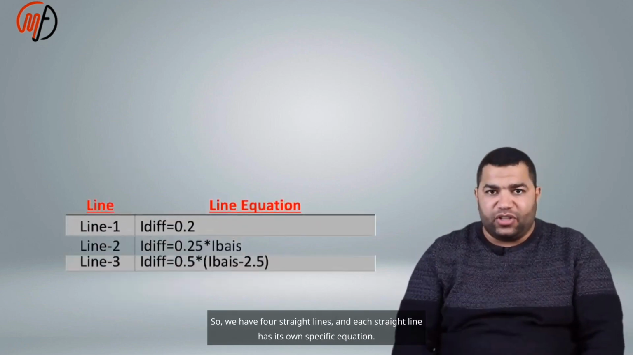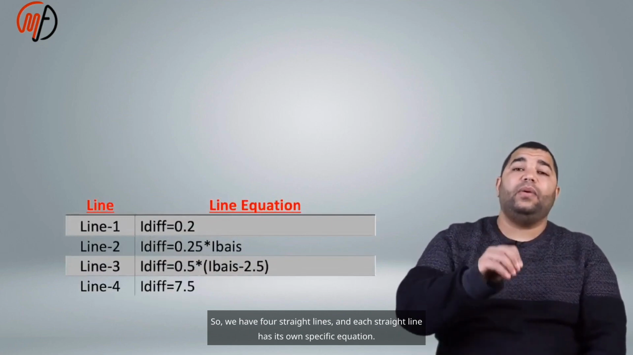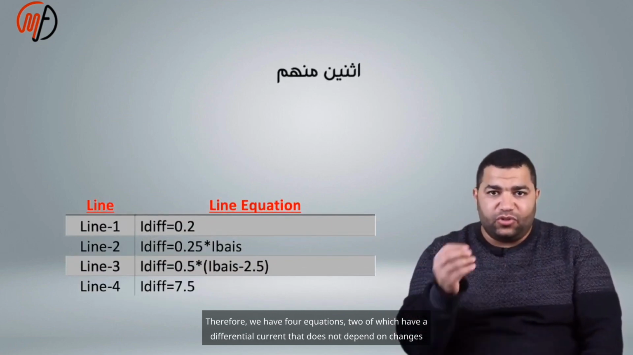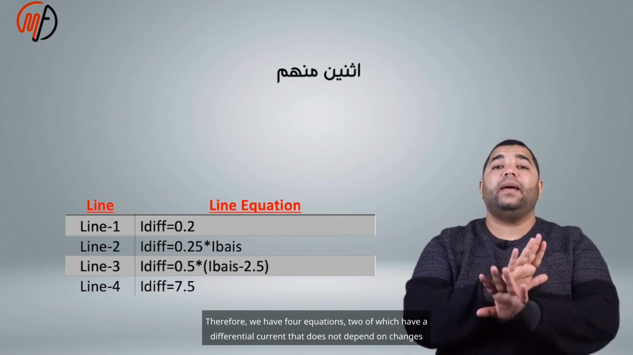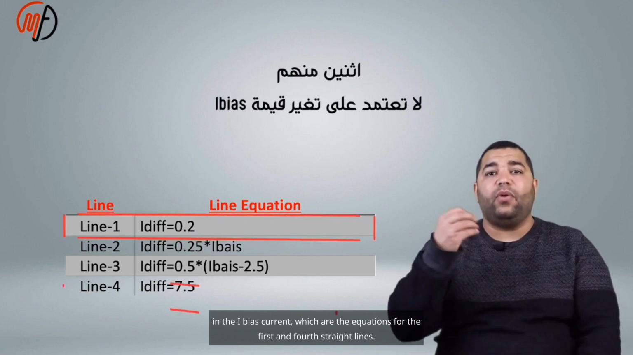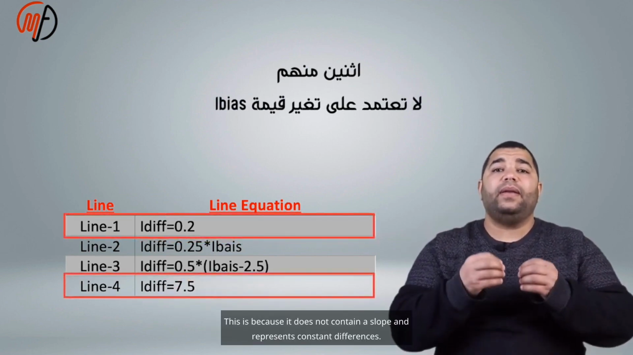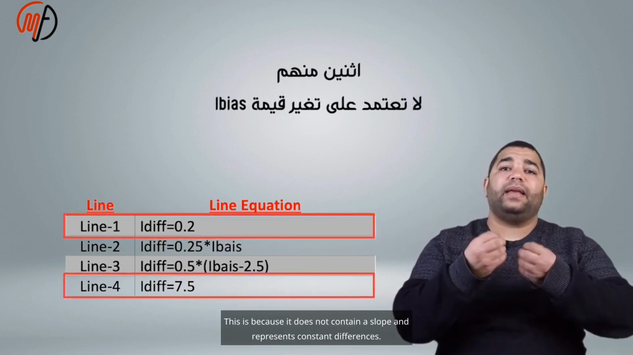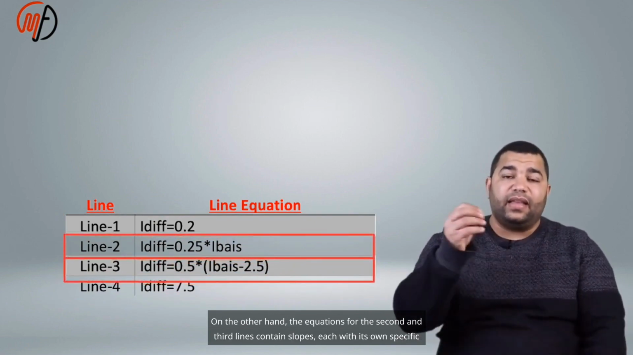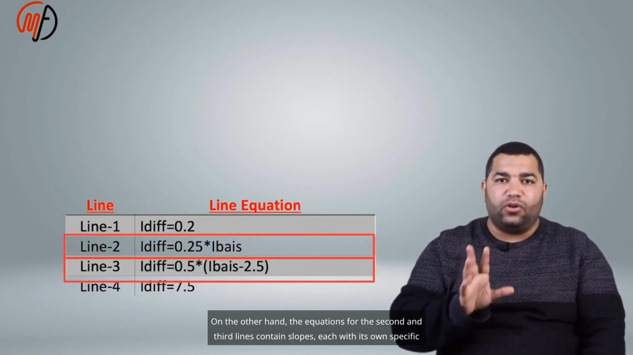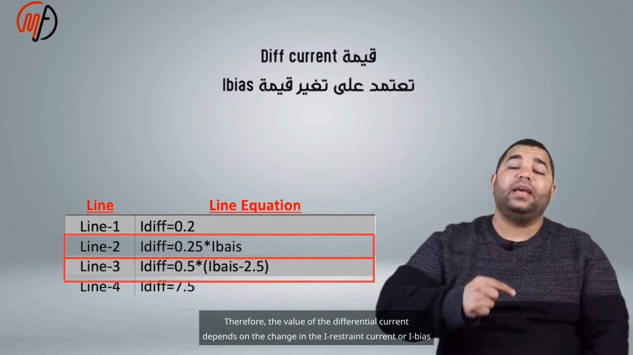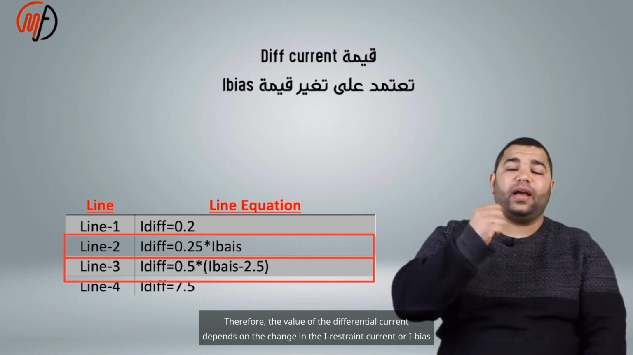So, we have 4 straight lines, and each straight line has its own specific equation. Therefore, we have 4 equations, 2 of which have a differential current that does not depend on changes in the I bias current, which are the equations for the first and fourth straight lines. This is because they do not contain a slope and represent constant differences. On the other hand, the equations for the second and third lines contain slopes, each with its own specific slope. Therefore, the value of the differential current depends on the change in the I restraint current, or I bias current.